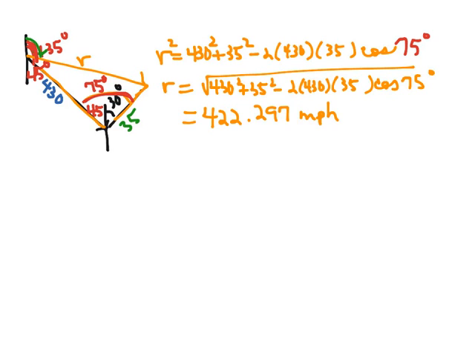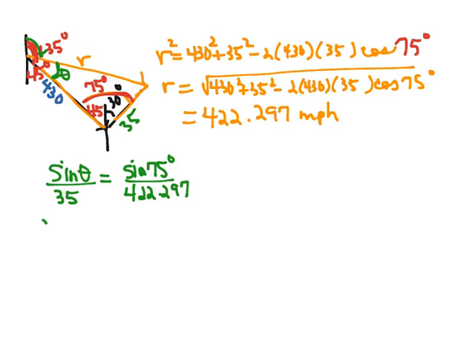Now we want to find the direction that the plane is actually flying. And so to do that, we're going to need to find this angle theta in our triangle, and we can use law of sines to do that. The sine of theta divided by the side opposite theta, which is 35, will be equal to the sine of 75 over the resultant that we just found, 422.297. So if we cross multiply, the sine of theta times 422.297 will equal 35 times the sine of 75 degrees.